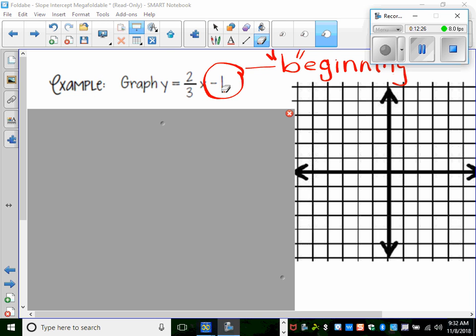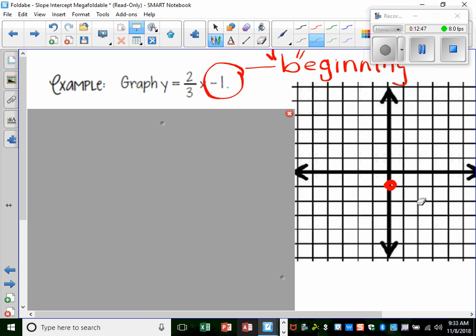Start with your b. B is the y-intercept, so this is your beginning. This is where you begin, right here at -1 on the y-axis. So I'm going to go to -1 on the y-axis, which is right here. That's going to be my starting point. That's where you begin.